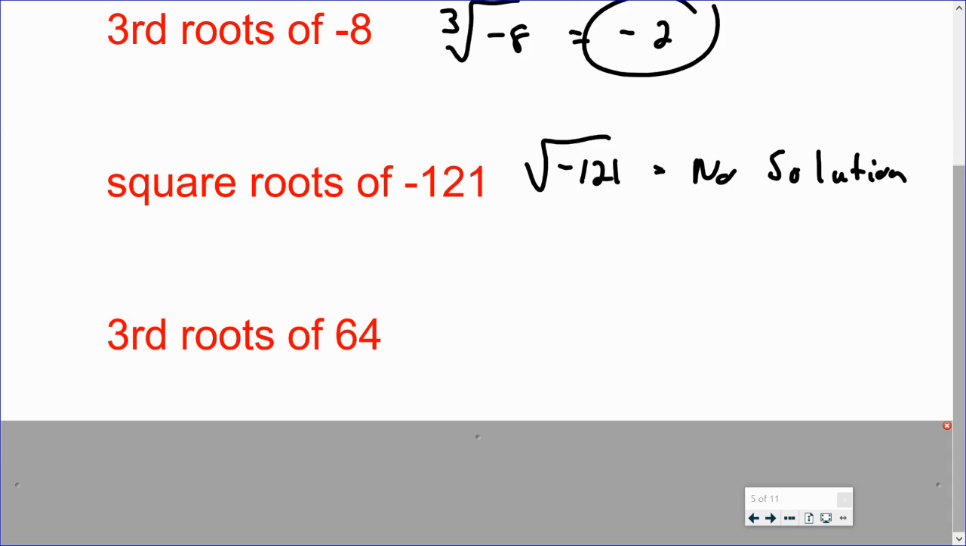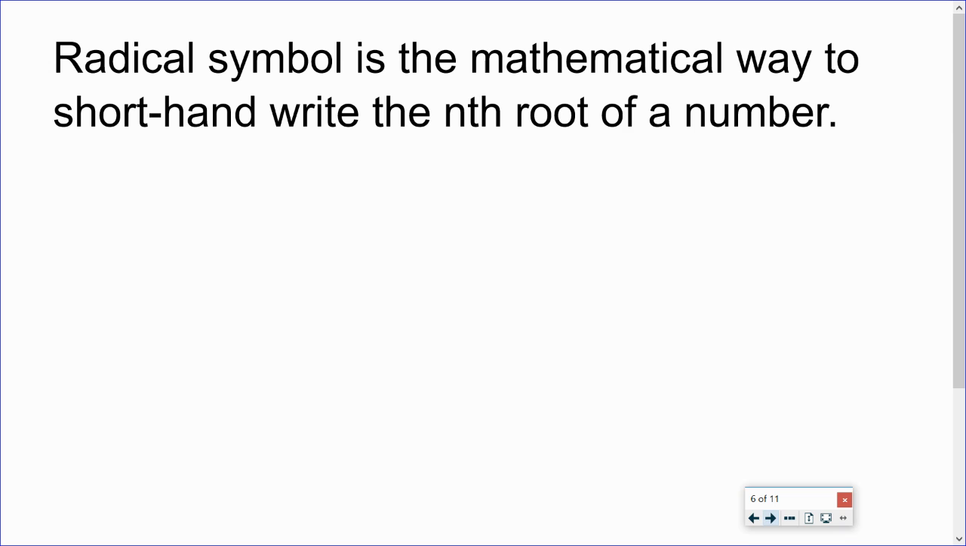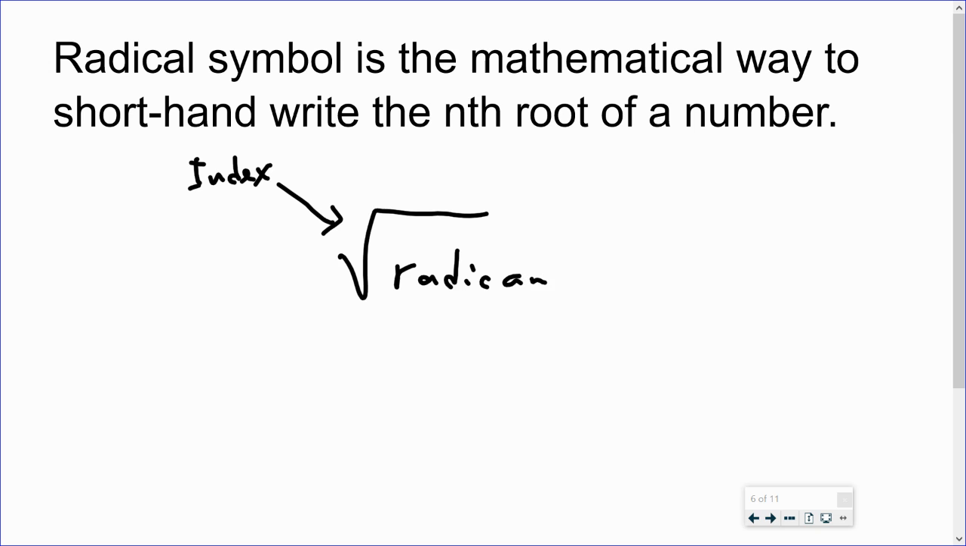And then finally, I want the third root of 64. Okay, so 4 times 4 is 16. That's going to be 4. Okay, the radical symbol, and what's within it. I've been showing you the symbol all the time. So when I do this, right here, this is called the index. If the index is 2, it's not written, but otherwise it'll be there. This number right underneath here, this is the radicand. This is the number that we're taking.